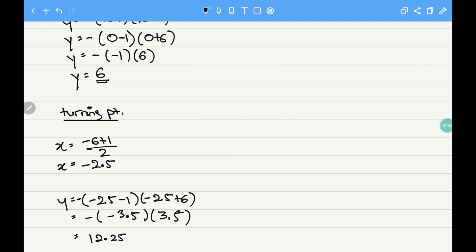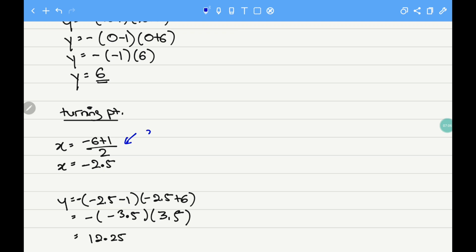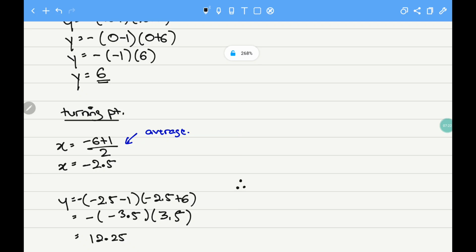For finding the turning point, you find the average of the two x-intercepts, by adding the two x values and then dividing by 2. So you have x equals negative 2.5. Then substitute that value to get the value of y. So therefore, like I mentioned in class, these three dots represent therefore in maths. So therefore the turning point will be negative 2.5 and 12.25.